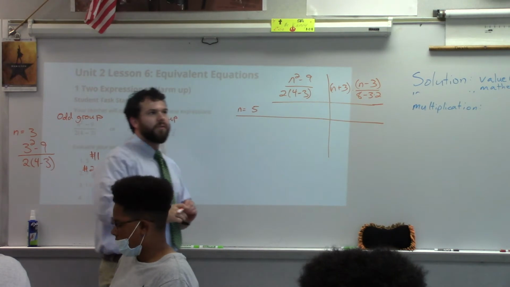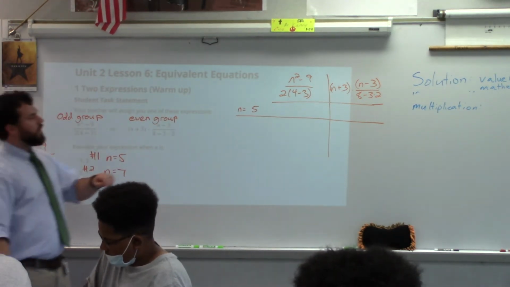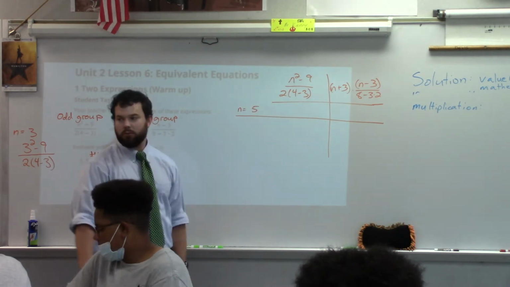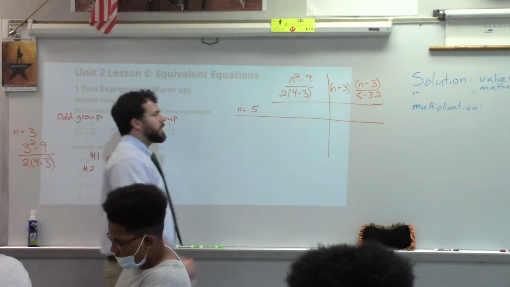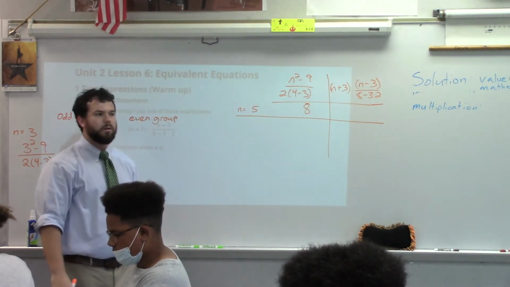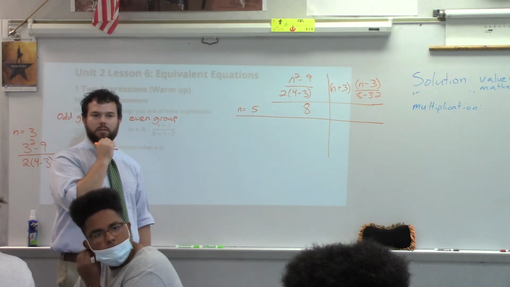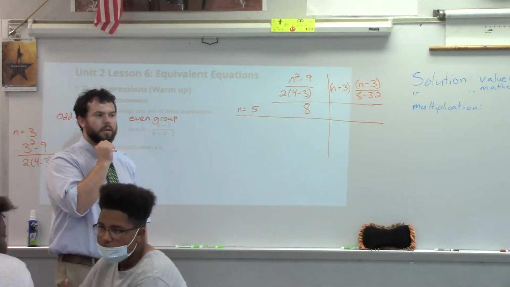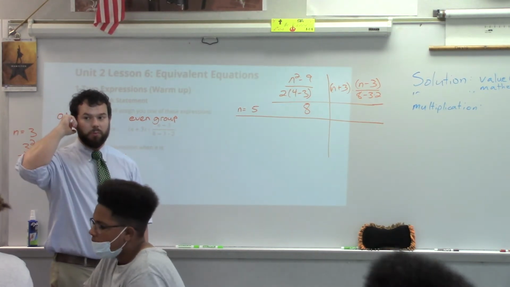When n equals 5, group 1, what did y'all get for the value of your expression? Yeah, 8. Did anybody get a different answer other than 8 for the first expression there? We all got that? Okay. I need to point this out though. This is something I do want to point out.